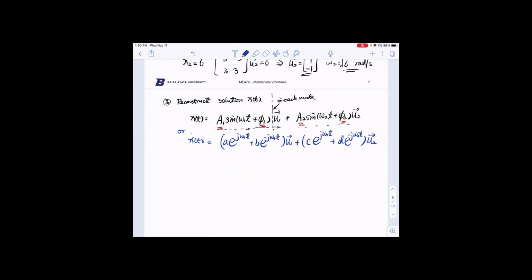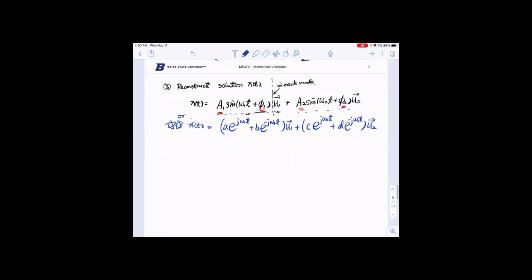Personally, I prefer the second option, because if you use the second option, then you don't have to calculate inverse cosine, inverse sine. So eventually all your equations will be linear. That's actually easier for MATLAB to handle. So let's plug everything back in. First of all, we know omega 1 equals 0, omega 2 equals square root of 6. So your x(t) equals (A plus B t) u1 plus (C e^(j√6 t) plus D e^(-j√6 t)) u2.